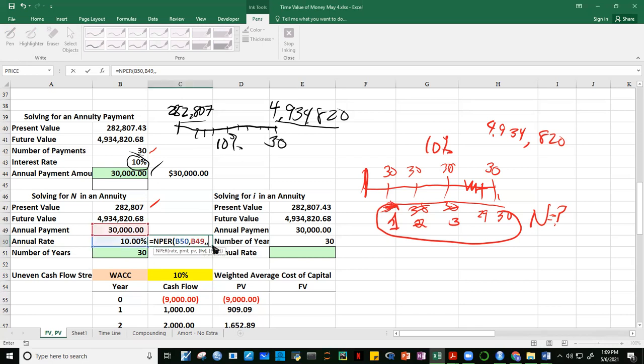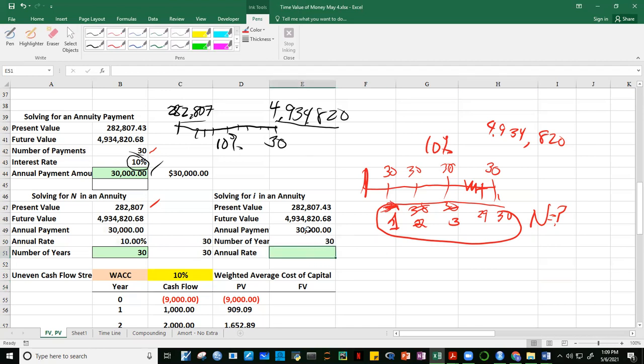Okay, so balik ako dito. I have to put here negative 4982. Negative dapat siya kasi positive yung PMT natin. Or pwede kong ginawang negative to, dapat positive yung future value. Okay? Alright, for this one, I'll give you 1 minute, guys, to determine the annual rate.